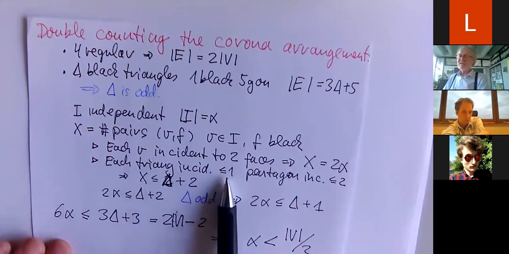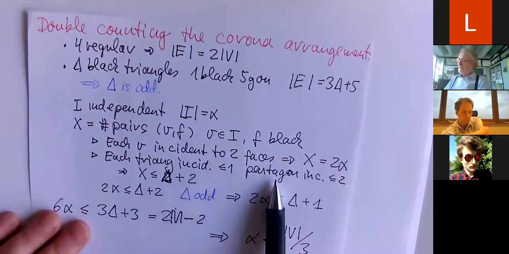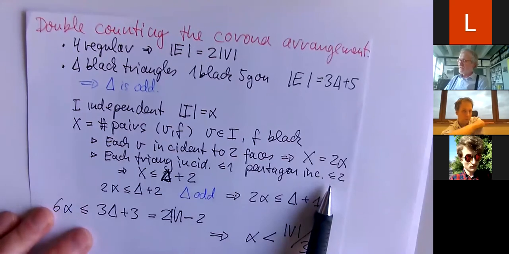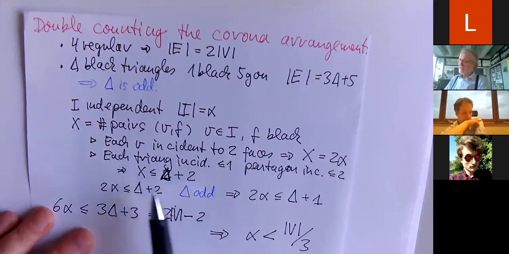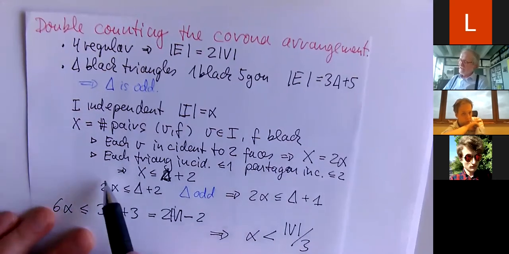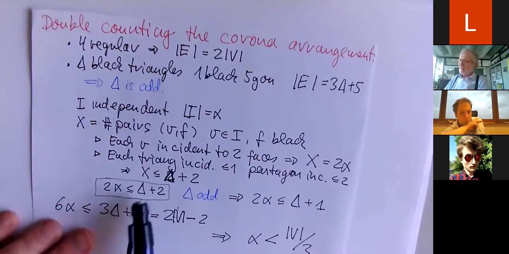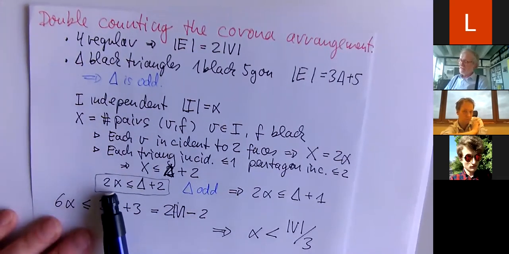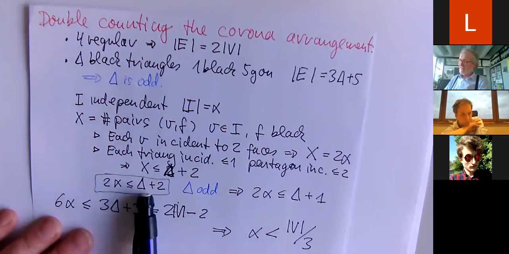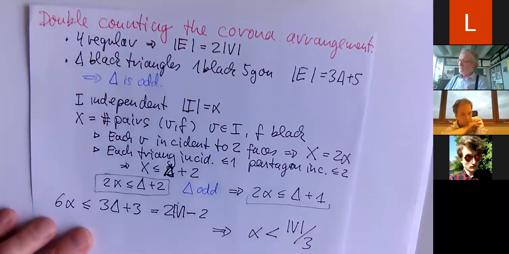Each triangle is incident to at most one point of this independent set, and the pentagon has at most 2 incidences. So we know that X is at most delta plus 2. And now the 2 expressions for X give us this inequality: 2 alpha is upper bounded by delta plus 2. But now the left hand side is even, and the right hand side is odd because delta is odd. So we can improve the inequality to this one.